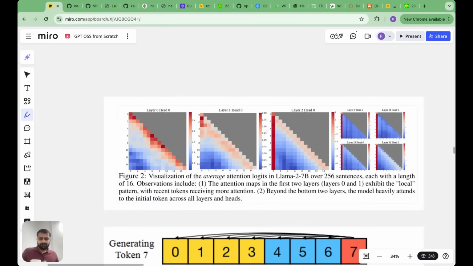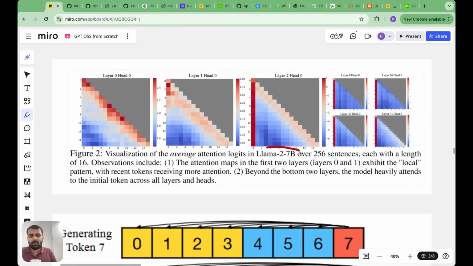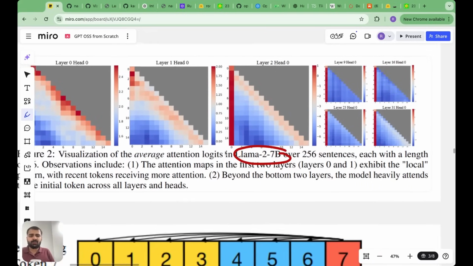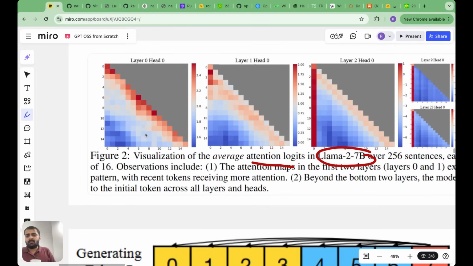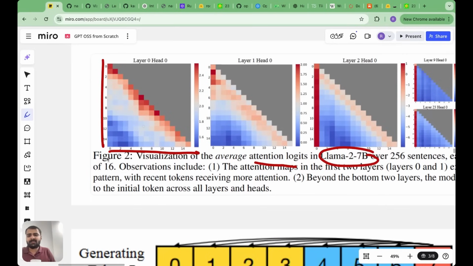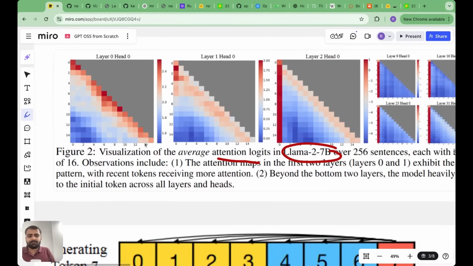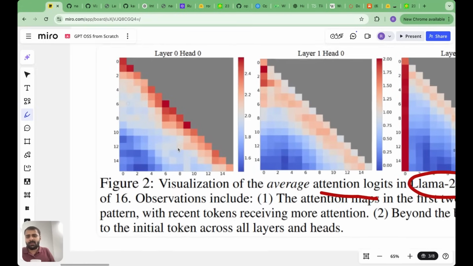So essentially, what the authors found out was, let's say this is a pre-trained Llama 2 7 billion model, and this shows the attention logits for 16 sentences compared to the 16 sentences, right? So over 256 sentences, each with a length of 16. So that's why it's 16 comma 16 attention scores, right?